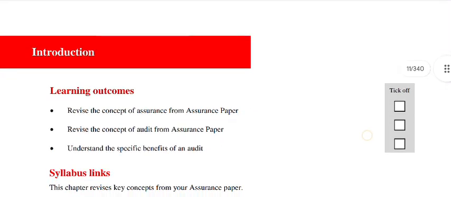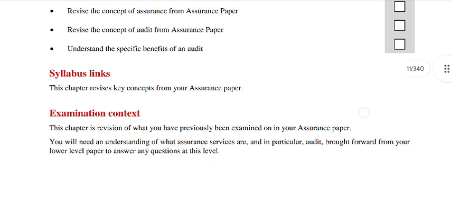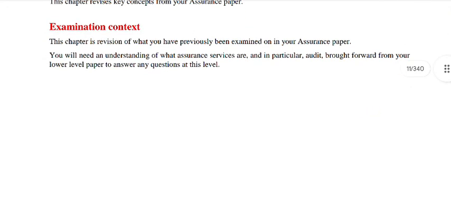Introduction, learning outcomes. Revise the concept of assurance from assurance paper. Revise the concept of audit from assurance paper. Understand the specific benefits of an audit. Syllabus links. This chapter revises key concepts from your assurance paper.